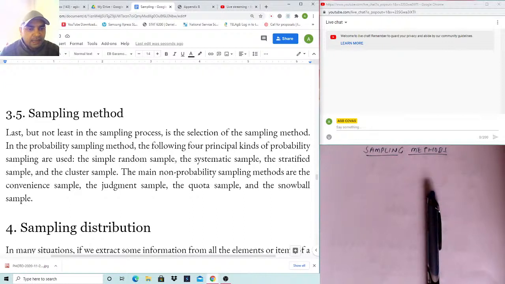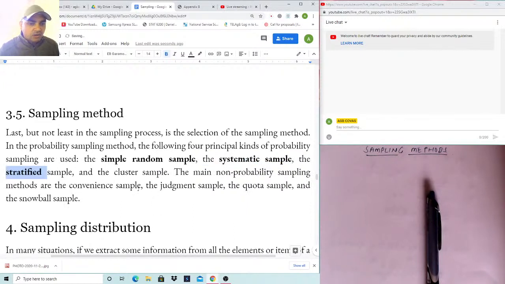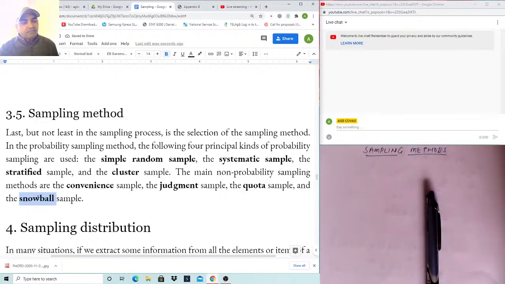Last but not least, in the selection of the sampling method, the following four principal kinds of probability sampling are used: simple random sampling, then maybe you can use a systematic sample, or you may use a stratified sample, or you may use a cluster sample, right? And in the case of non-probability sampling, you can go for a convenience sample, a judgment sample, a quota sample, or a snowball sample. So these are the 5 steps to go about a sampling procedure, that is, how you will do the sampling.